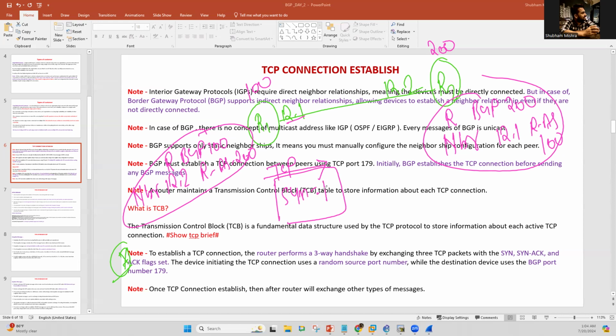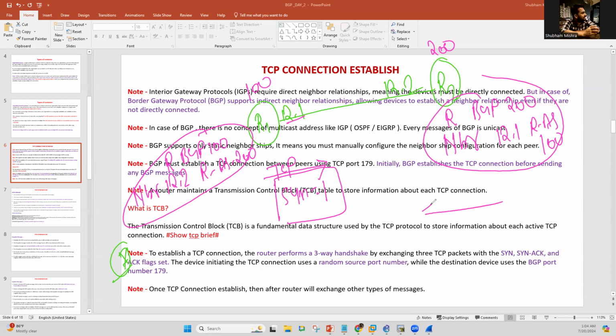Everyone, what will be the source IP address? 12.1. What will be the destination IP address? 12.2. Are you getting my point? I told you earlier, in case of BGP, every message will be unicast. So there is no concept of multicast or broadcast. Okay. So R1 is sending the TCP packet. In the TCP packet, the SYN flag bit is on. Now this packet is received on R2.